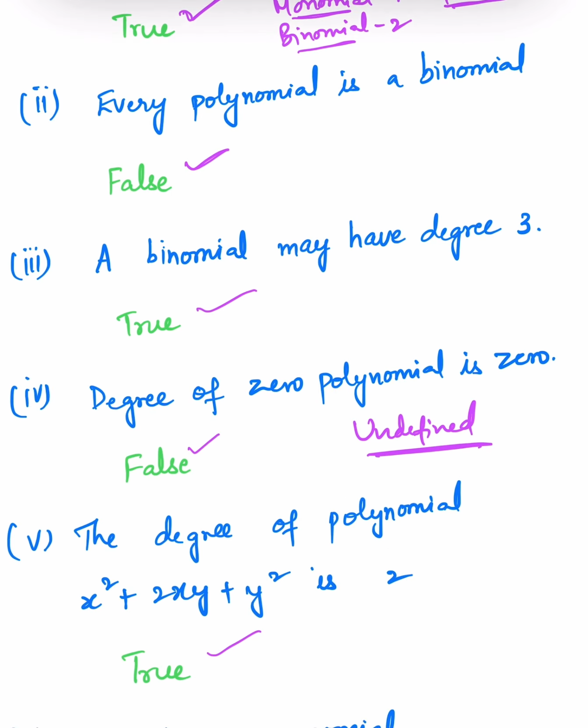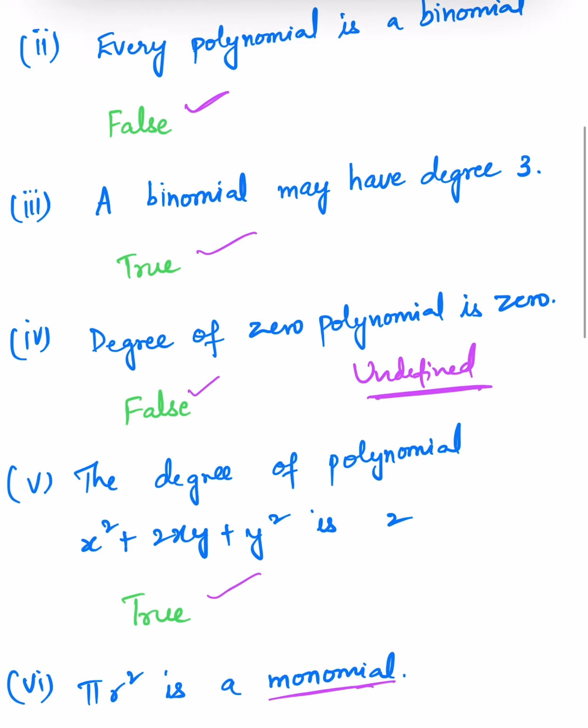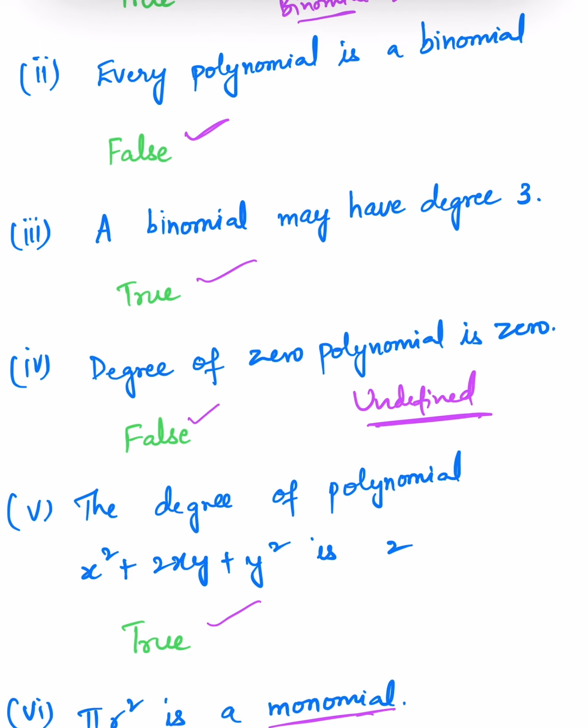Third bit, a binomial may have degree 3. Here, a polynomial can have any degree. Similarly, a binomial also can have any degree. So, the only rule is that a binomial must have two terms. Okay? If that is satisfied, it can also have degree 3. So, the statement is true.